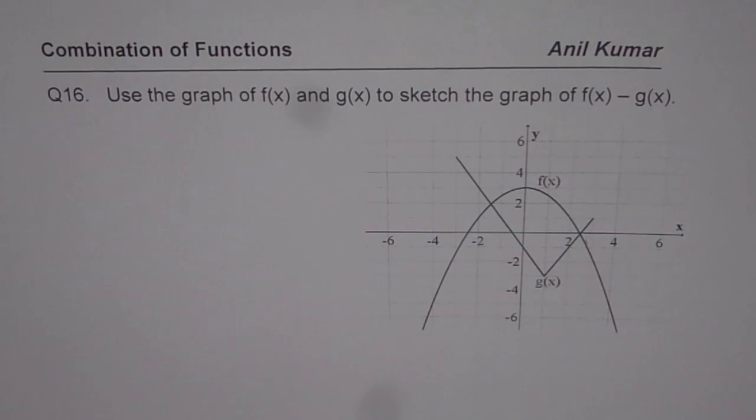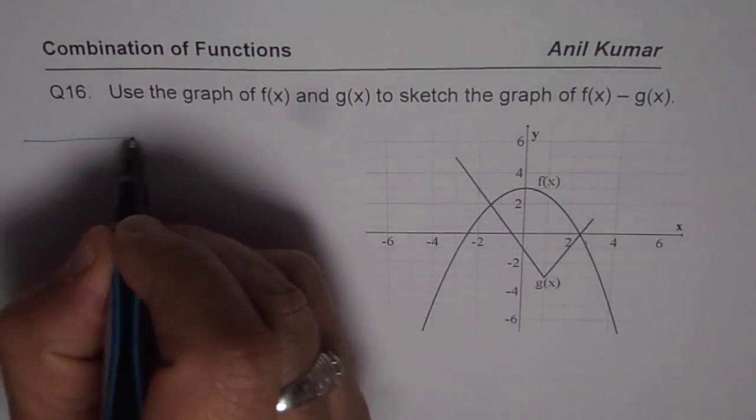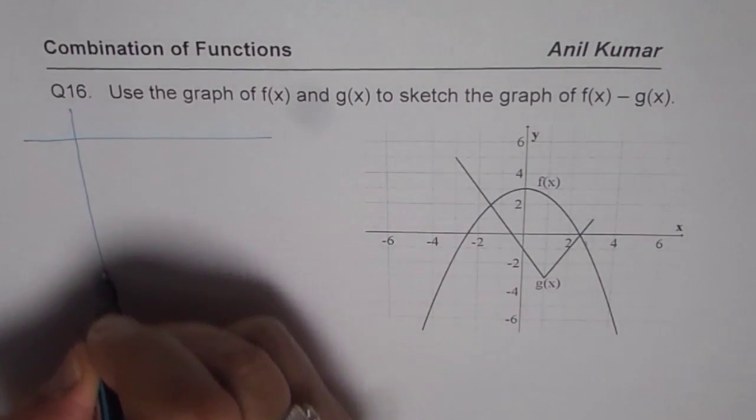I'm Anil Kumar, and now let us try to understand how to sketch a combination of functions from the given graph. Question number 16 from a previous test paper. Use the graph of f of x and g of x to sketch the graph of f of x minus g of x. So in such cases, what you should do is make a table of values, right?